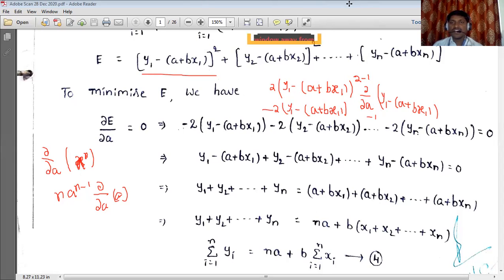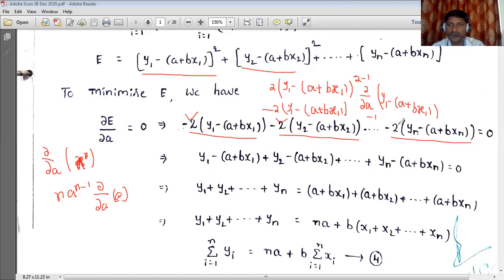In the same way we get the remaining ones as usual. If you observe, we got minus 2 into y1 minus of a plus bx1. If you apply the same for the second term, we get minus 2 into y2 minus of a plus bx2, and so on, and the last one is minus 2 into yn minus of a plus bxn. In the entire expression, minus 2 is common, so we can take that common and send it to the right hand side.